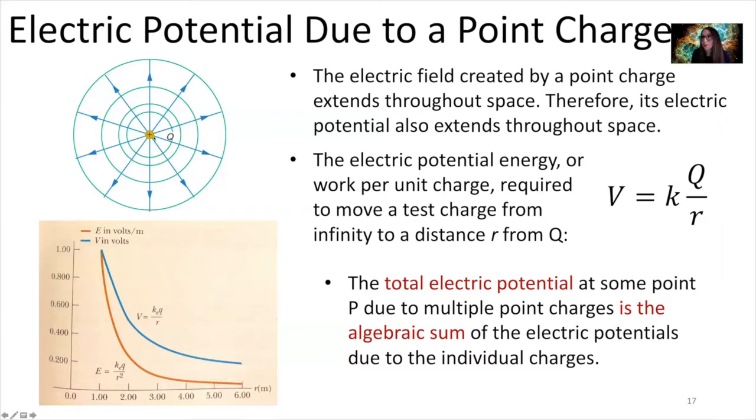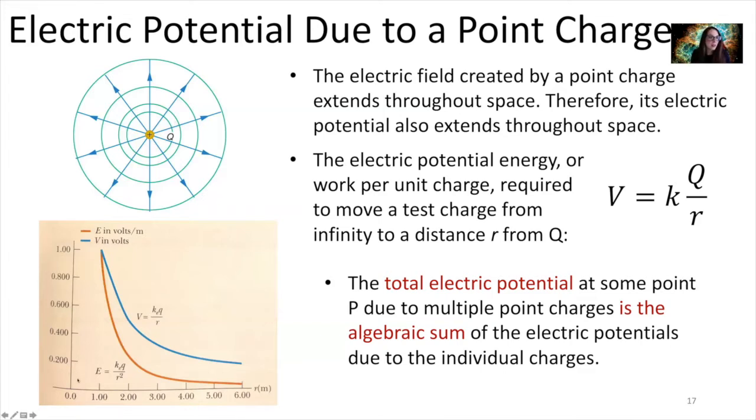Now this is our charge. We've got a positive charge. We've got the electric field lines pointing outward and away from our positive charge. All of these green rings around it are what we call the equipotential surfaces. That's in the next slide.